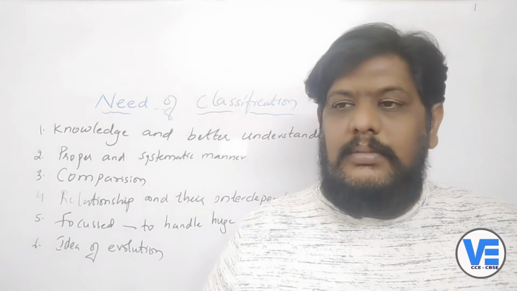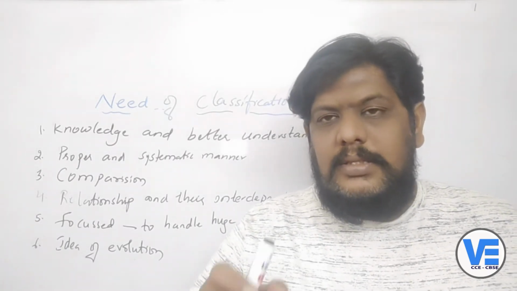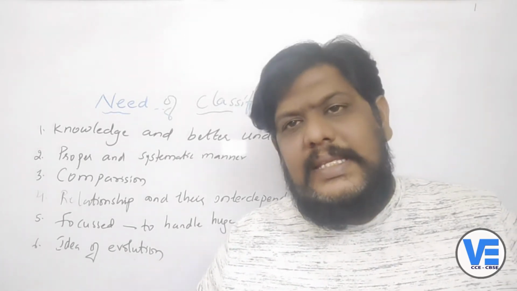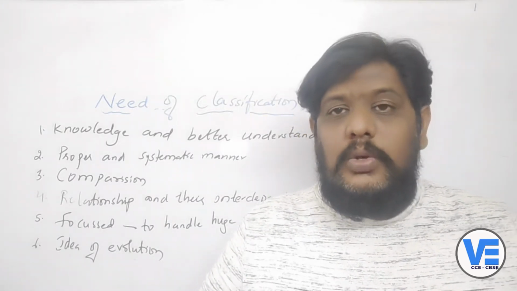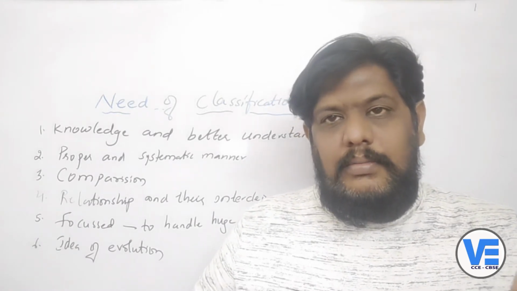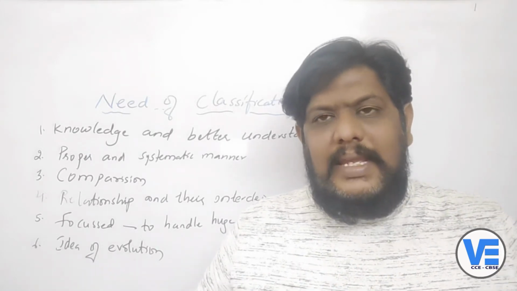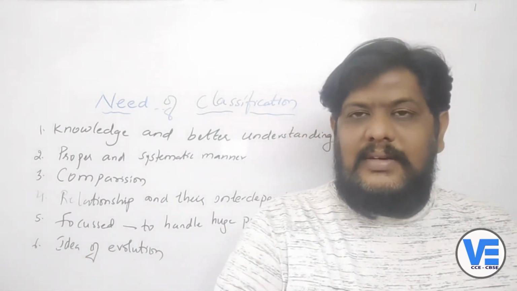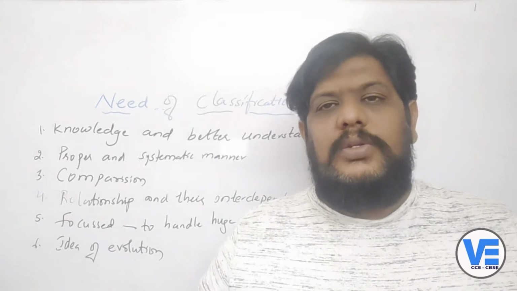Third one, comparison. If you are comparing one organism with the other, it becomes much easier if you know the classification, if you know which group it is in. For example, if you are comparing a rabbit and a butterfly, it will be easy if you know the characteristics of insects and the characteristics of the animals which belong to the rabbits, then only it will be easy to compare.